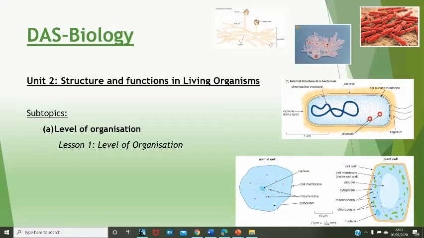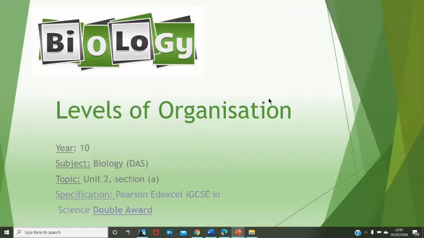This time, we are starting our first lesson of Unit 2, Structure and Functions in Living Organisms. This is Section A, Level of Organization, and it is the first and only lesson of this subtopic. So let's start. Here is the title, and make sure to note that this specification is for Pearson Edexcel IGCSE in Science Double Award.